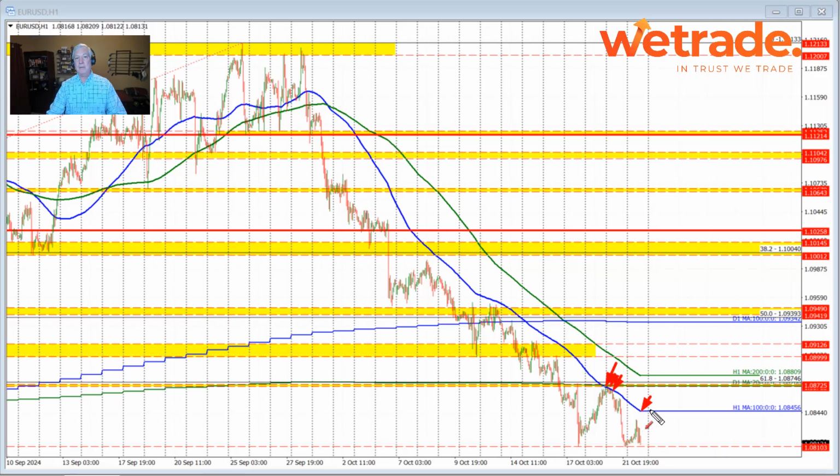That would be a level that if we did get above it, that would be an interim target to get to and through before we get to the 200-day moving average and the other levels up through here. So be aware of that 100-hour moving average as well.